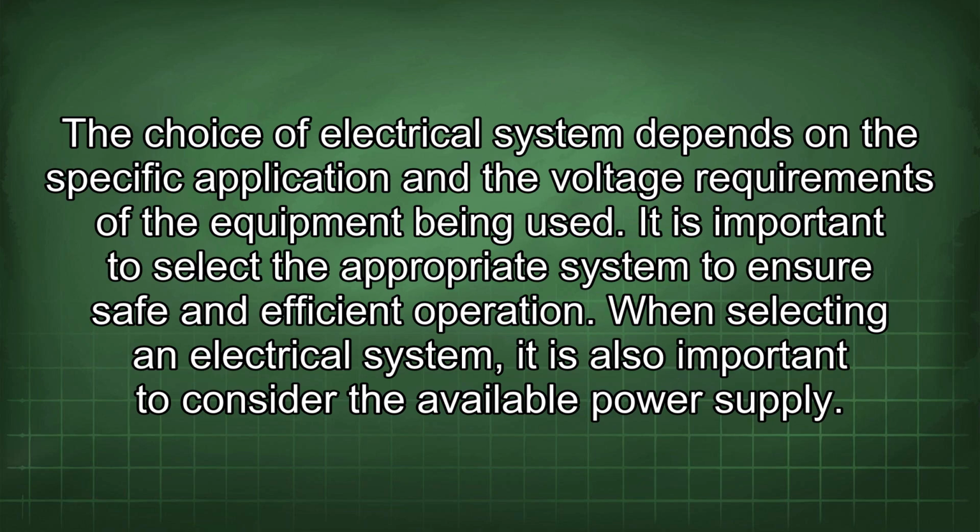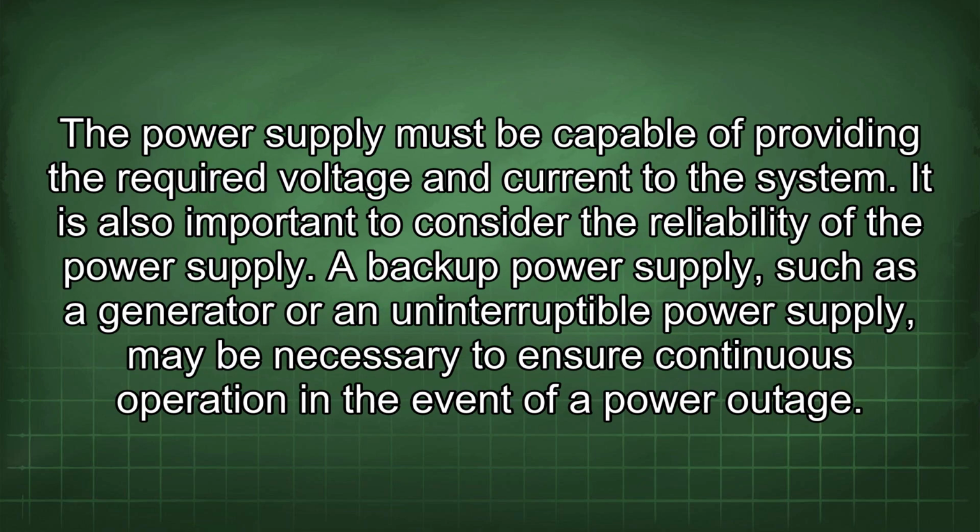When selecting an electrical system, it is also important to consider the available power supply. The power supply must be capable of providing the required voltage and current to the system. It is also important to consider the reliability of the power supply. A backup power supply, such as a generator or an uninterruptible power supply, may be necessary to ensure continuous operation in the event of a power outage.